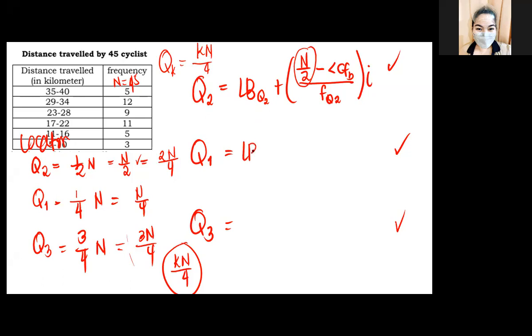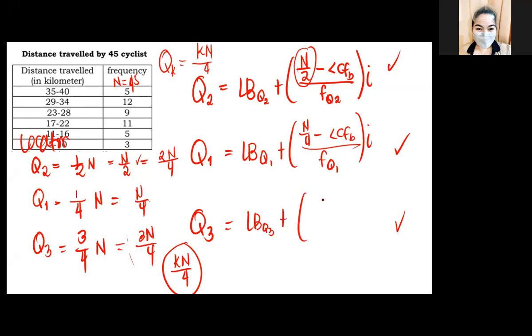Ganun pa rin, may lower boundary pa rin, pero Q sub 1 na. Plus, yung locator natin na n divided by 2 kanina, pag 1/4, n divided by 4. Minus the cumulative frequency below divided by the frequency of Q sub 1 times i. Paano pag Q sub 3, lower boundary pa rin, of Q sub 3, plus, ito na, yung locator natin, 3 times n divided by 4 minus the cumulative frequency below divided by the frequency of Q sub 3 times i.